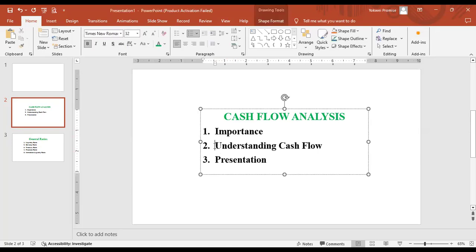So our number 2 now is the understanding of the cash flow statement. In order for us to understand the cash flow statement now, we have to present it. It's only one important. We have talked about how many? Anyway, don't mind. Only one.